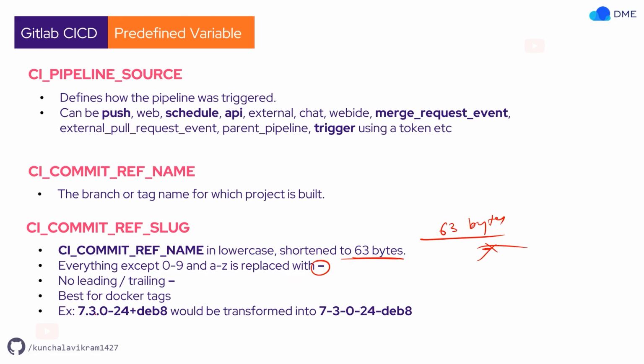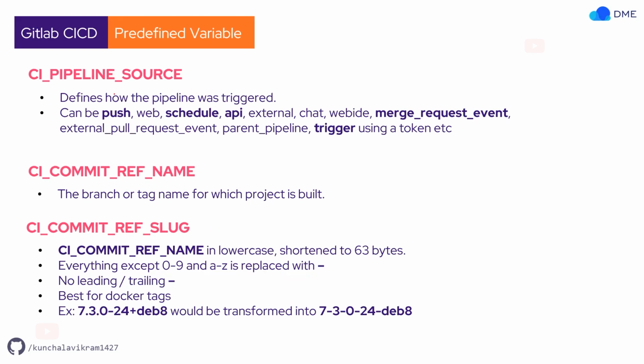Now see this example: 7.3.0-24+deb8. This is just a name for the branch or a tag. If you read this name, all the dots will be converted into hyphens. Any special characters will be converted into hyphens. This is ideal in case you want to tag a Docker image. Of course, you can use the branch name, but the problem is it might have some special characters. So it is always better to use the ref slug.